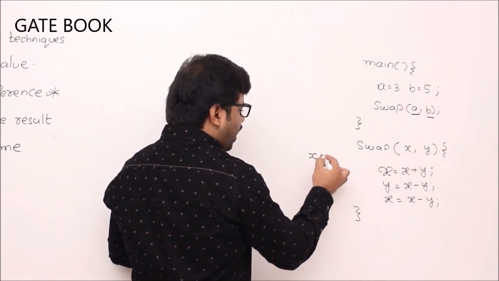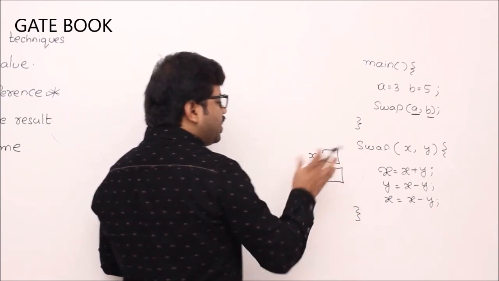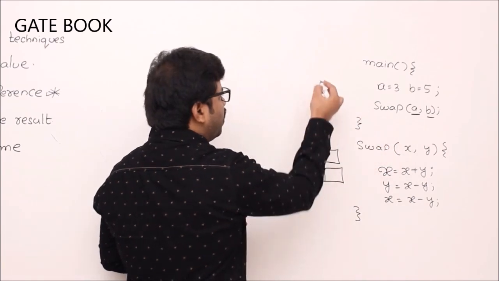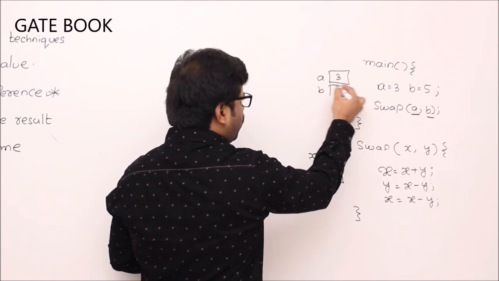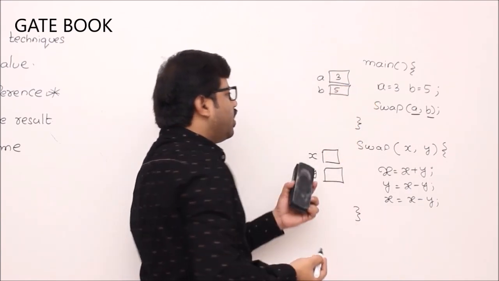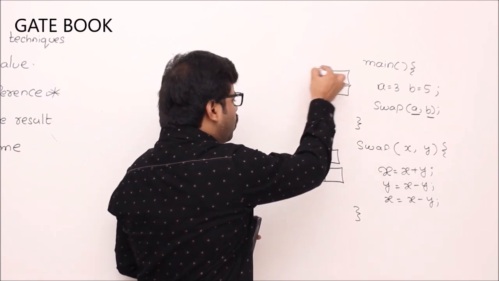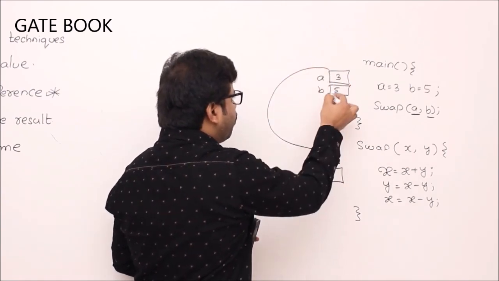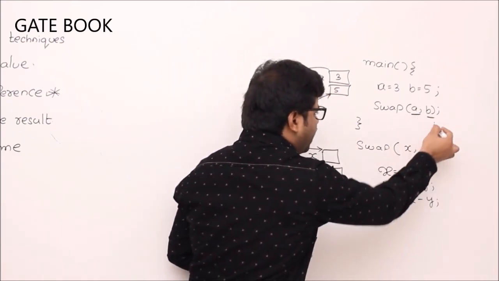Let me identify them, x and y, and let me establish the relation between this x comma y and a comma b. So a is here 3, b value 5. I'm not executing the program, just identifying the relationships between these parameters. So now I can say that a is linked to x, and b is linked to y. By seeing the syntax, I realized it.